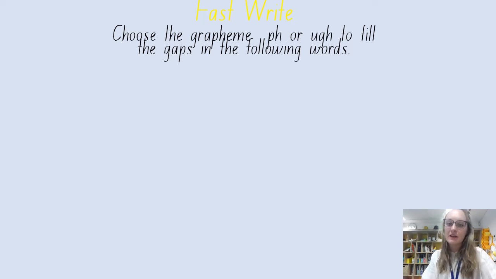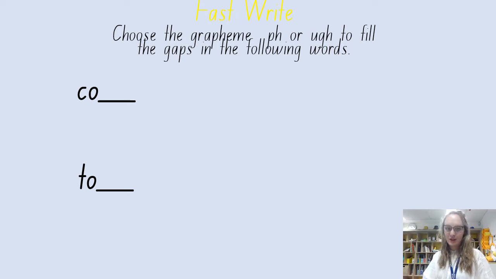Okay, all right, for this one, choose the grapheme PH or UGH to fill the gaps in the following words. So we have cough and tough. What do you think could be here? It wouldn't make sense if I said this, coph. That doesn't look right, does it? Or toph. That looks like cop and top. That doesn't look quite right. So we're going to get rid of those. And we're going to try UGH. Oh, much better. Cough and tough.